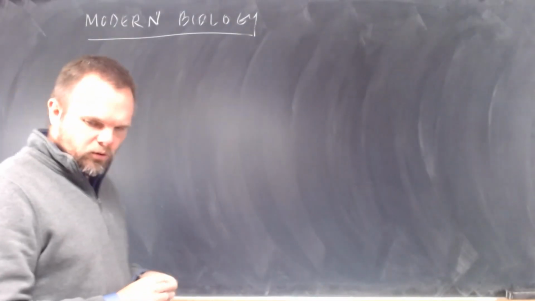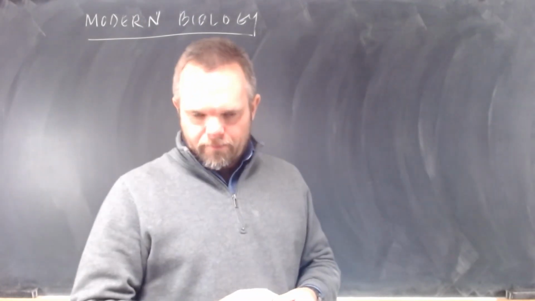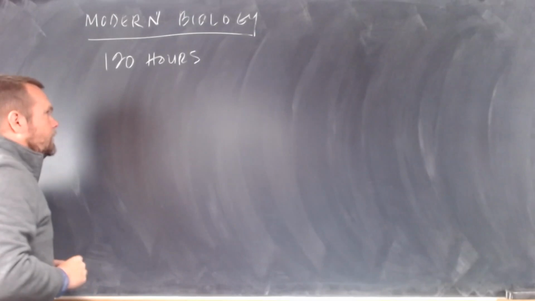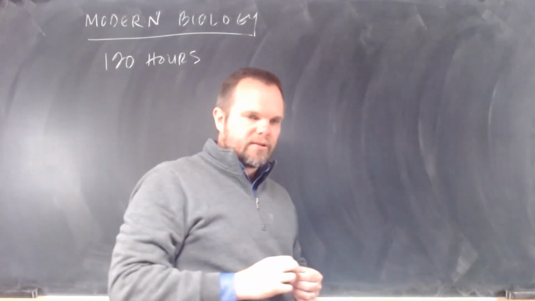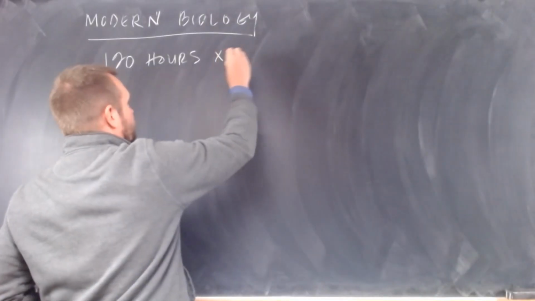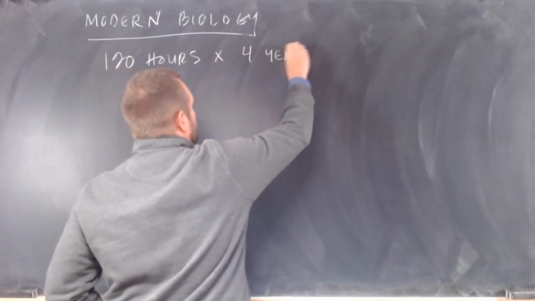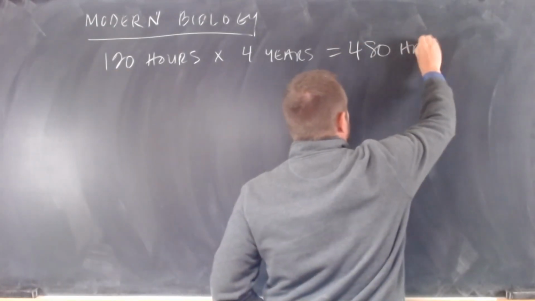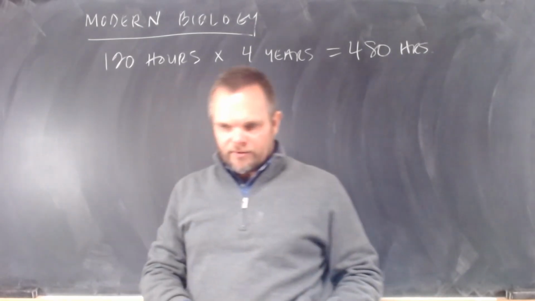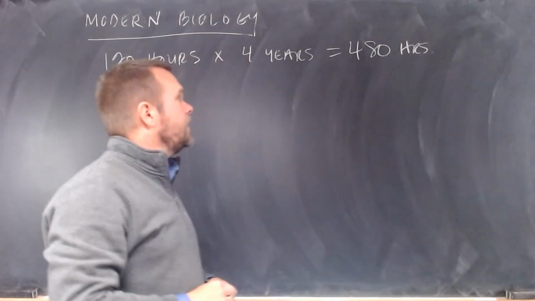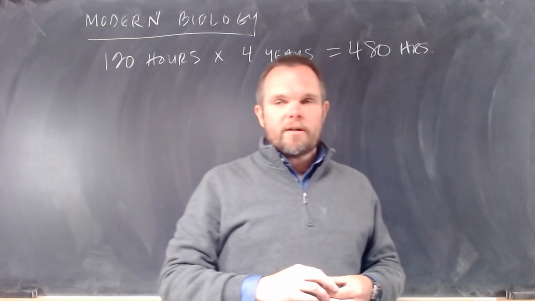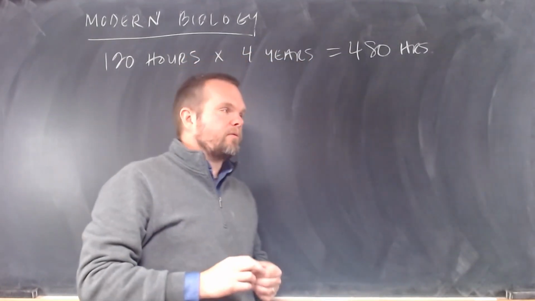We said that in high school, we have 120 hours per year in high school science, multiplied by 4 years, which gives us a total of 480 hours of natural science studies that make up a quality college preparatory high school science program.